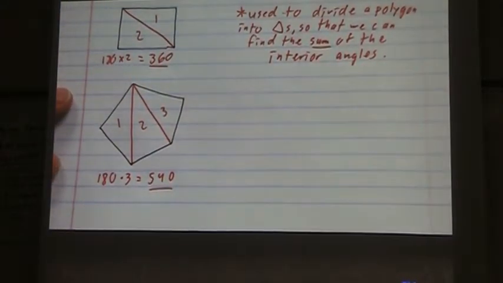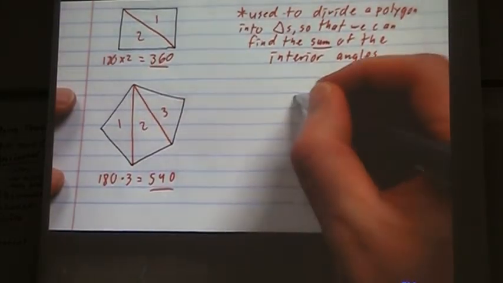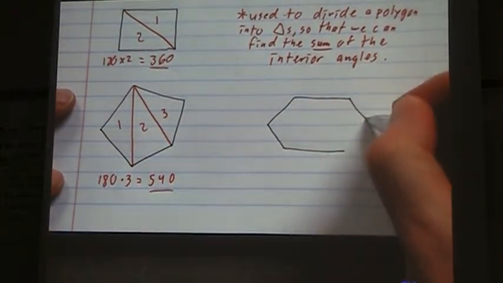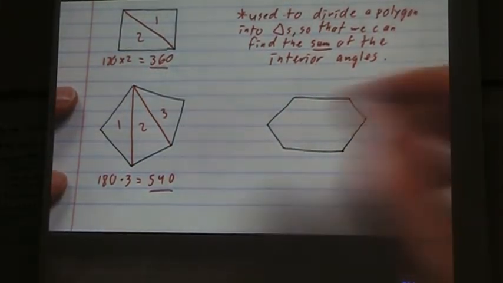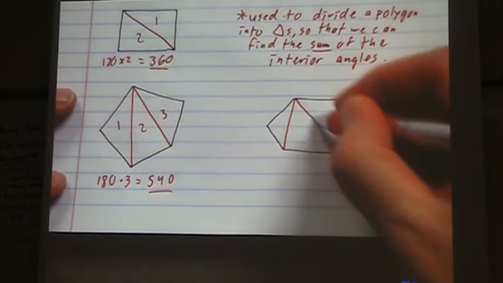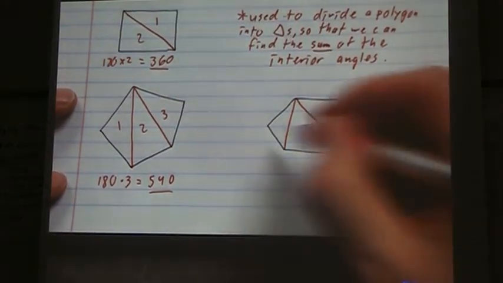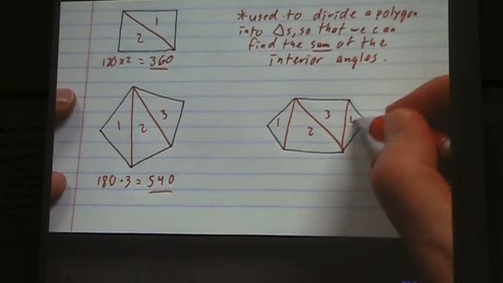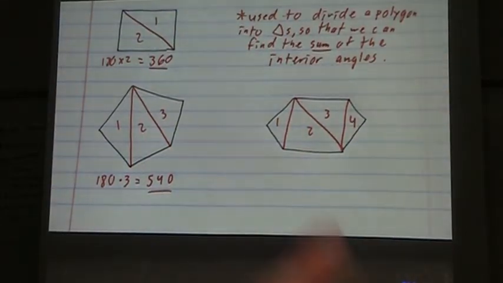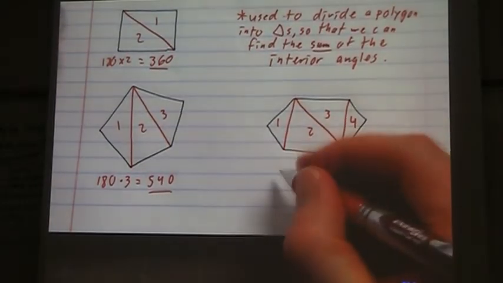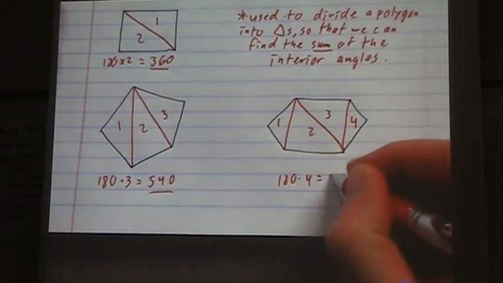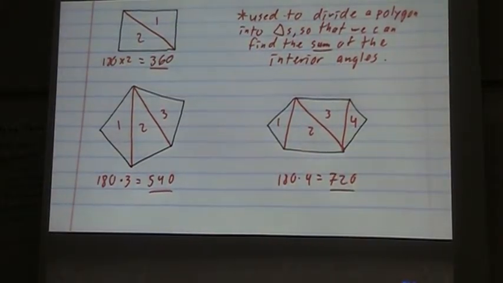And what about a hexagon? You can draw these any way you want, as long as triangles are made. Is that the only way to split that? No. But you'll notice I have all triangles now, and my diagonals do not cross each other. So I can go 180 times 4 equals 720. So diagonals are a nice visual way to figure out how many degrees are in a polygon, by splitting it into triangles.